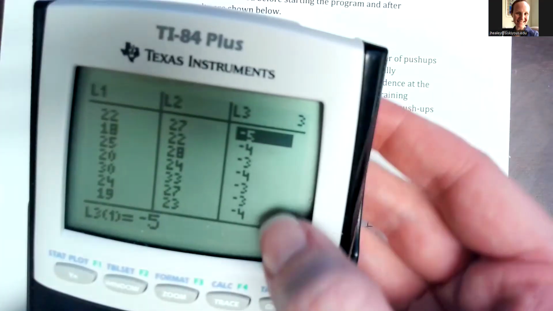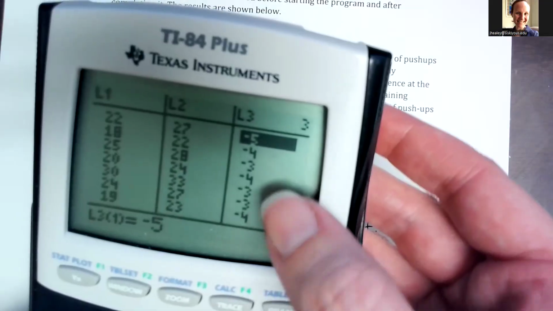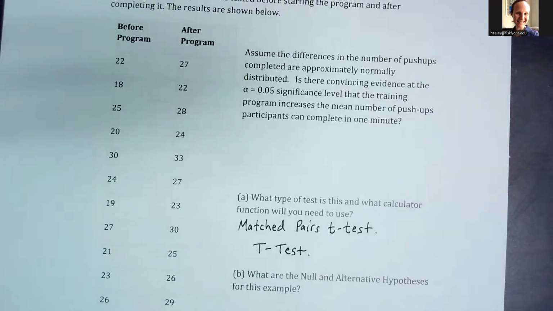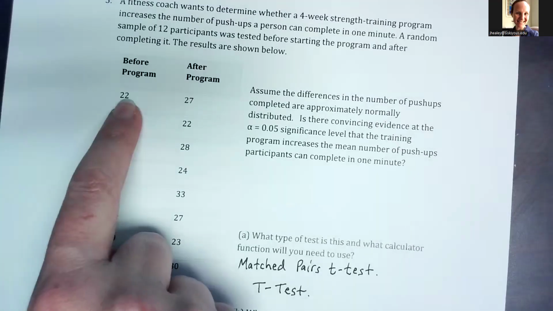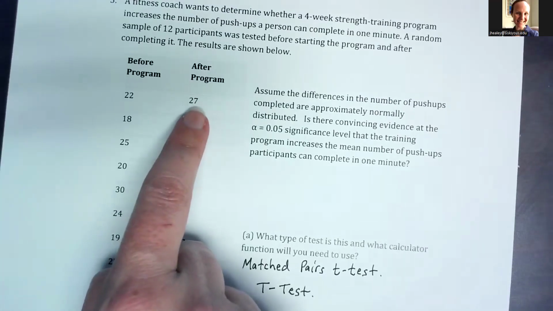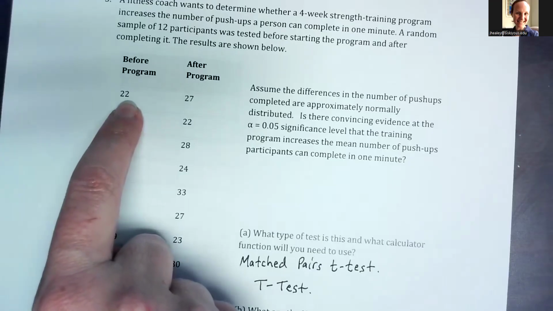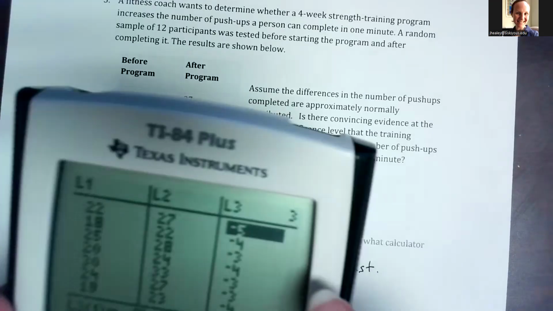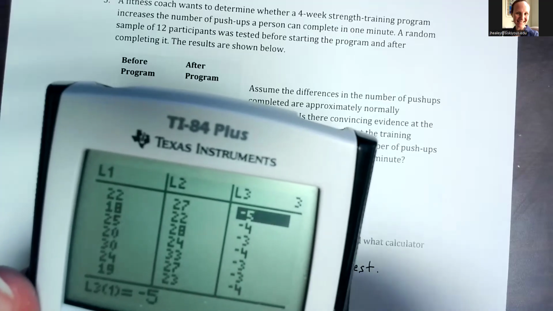So looks like all these things that are popping up here, I see a bunch of negative numbers. What does it mean for it to be negative in this problem? They're taking this number minus this number. And so in the before, they could only do 22 push-ups. In the after, they could do 27. And so that -5 is actually an improvement.